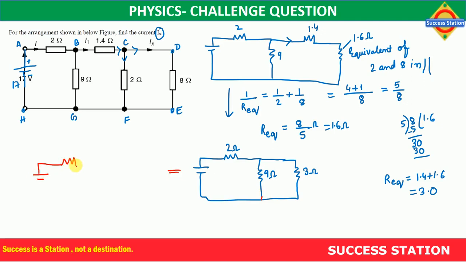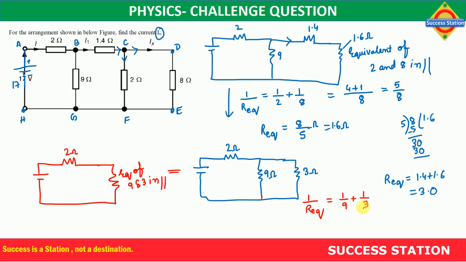This is 2 ohm, and 9 and 3 will give me one resistance. This is 2 ohm and this is the equivalent of 9 and 3 in parallel, right? So let's find the equivalent of 9 and 3 in parallel. So 1 by R equivalent equals 1 by 9 plus 1 by 3.